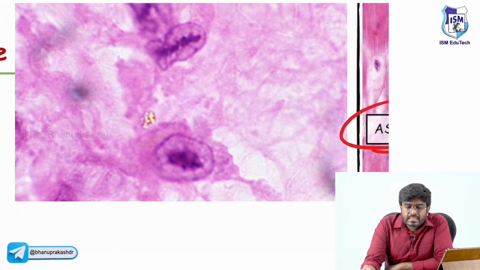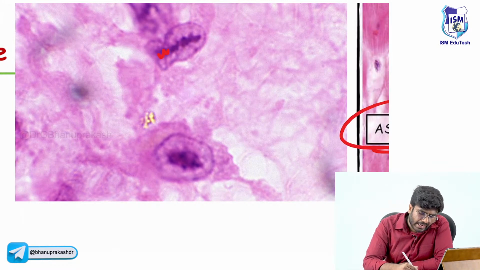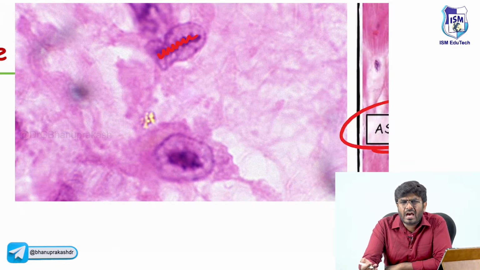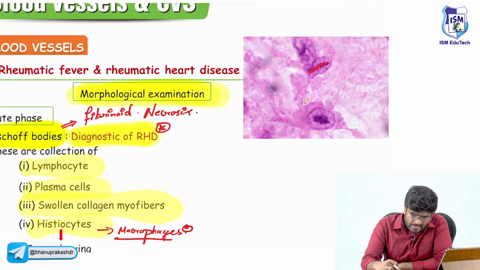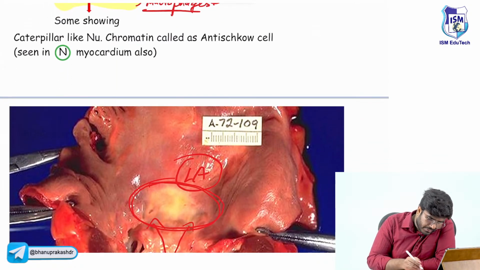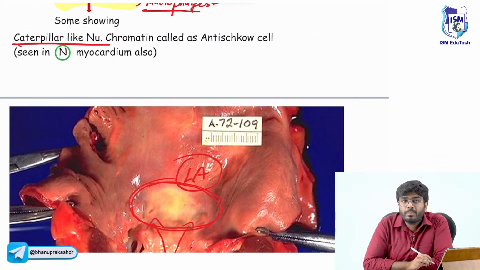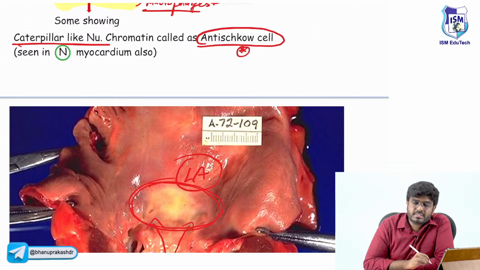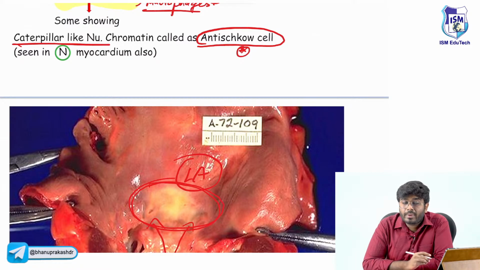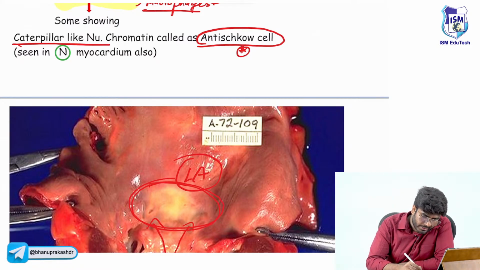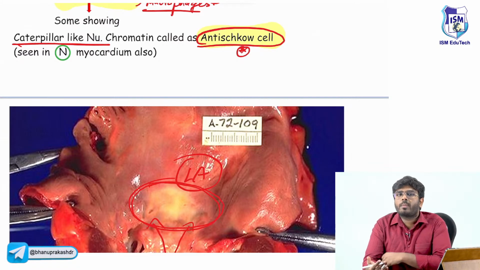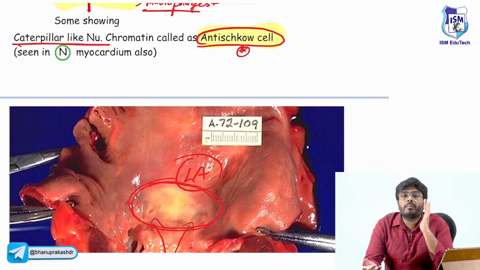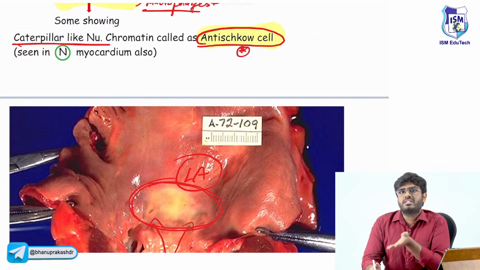So these cells are called Anitschkow cells. They also say they look like a caterpillar or ribbon shape. There are multiple terminologies used. So it's a caterpillar like nucleus. These macrophages are called Anitschkow cells. Anitschkow cells are seen in rheumatic heart disease, but they are seen in normal myocardium also. But most of the time in your exam they will ask you, Anitschkow cells are seen in which disease? Rheumatic heart disease.